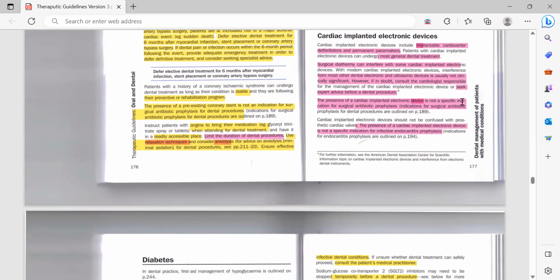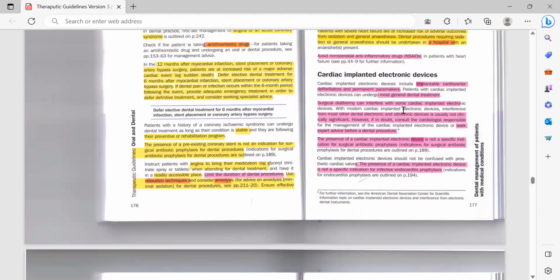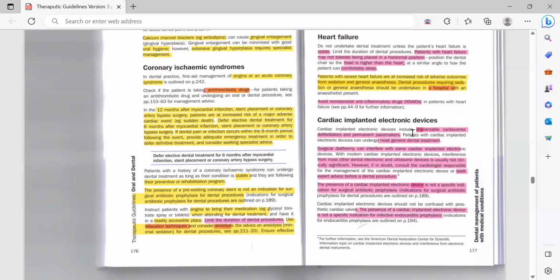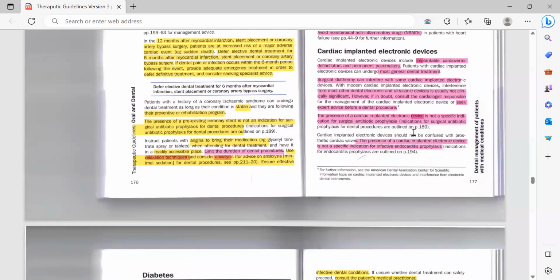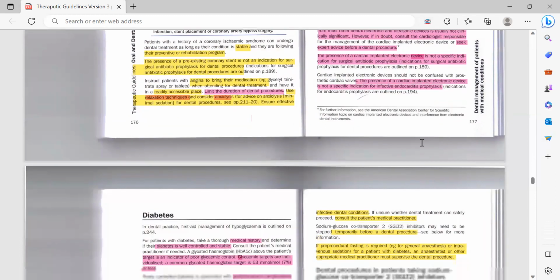The presence of this device is not a specific indication for surgical antibiotic prophylaxis. So even if the patient has a pre-existing coronary stent or electronic devices, there is no need to prescribe antibiotics before the procedure. Cardiac implanted electronic devices should not be confused with prosthetic cardiac valves. If the patient has a prosthetic cardiac valve, then we need to prescribe antibiotics for the prevention of infective endocarditis, right? But these electronic devices are different from prosthetic cardiac valves, so you should not be confused, and there is no need to prescribe either surgical antibiotic prophylaxis or antibiotic prophylaxis for infective endocarditis.